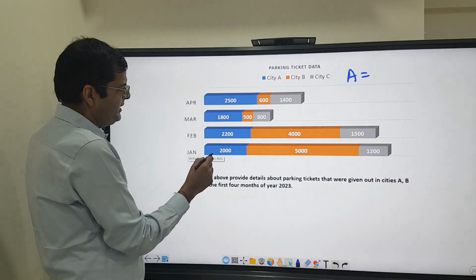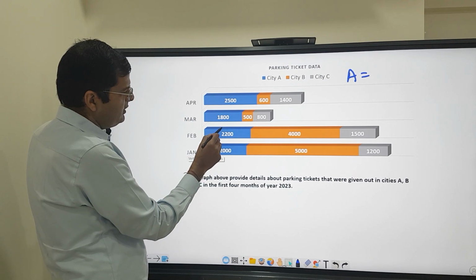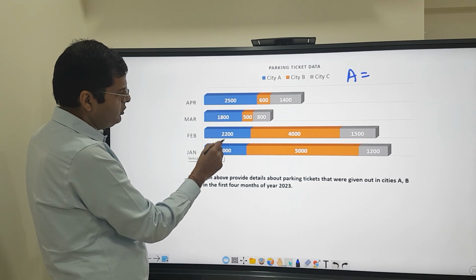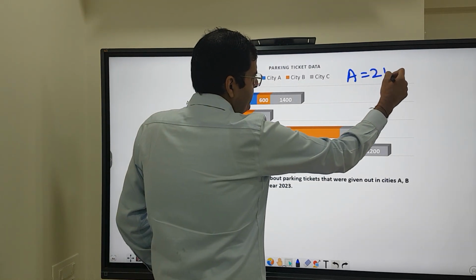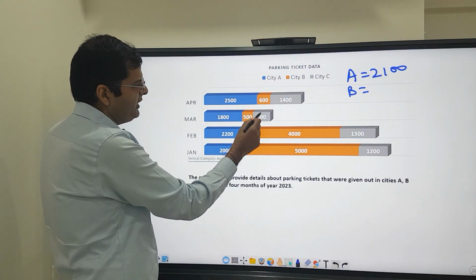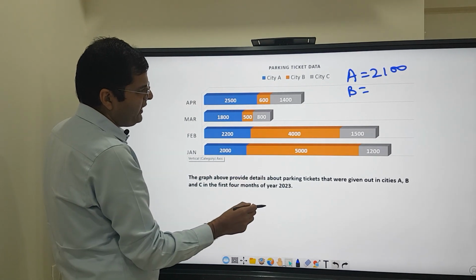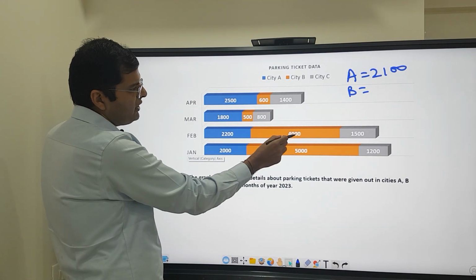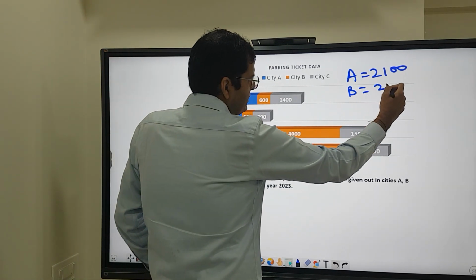For city A, the median will be, here it is 1800, 2000, 2200 and 2500. So 2000 and 2200, average of that will be 2100. So median of city A is 2100. Median of city B, if you look at it, minimum is 500, then 600, 4000 and 5000. So 600 and 4000, average of that is 4600 divided by 2, which is 2300.